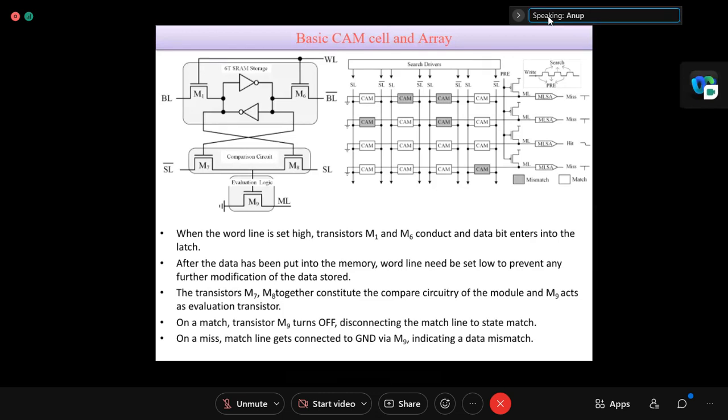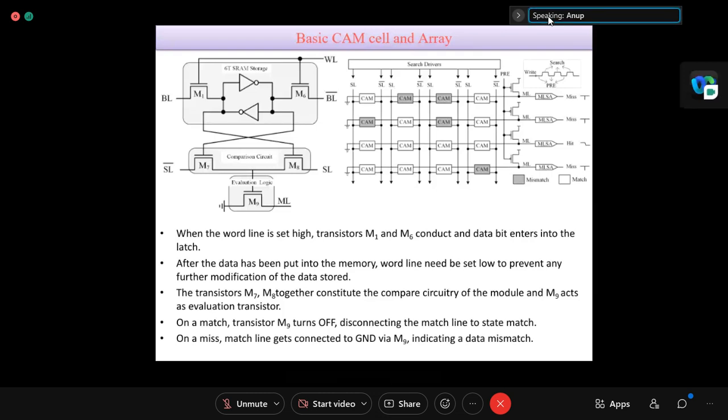So that is the comparison circuit. In the 6T SRAM cell, bit line and bit line bar are there, and on top the word line, WL. And here in the comparison circuit, you see the search line SL and SL bar. Whenever we are searching for any data, for that purpose we use the search line and search line bar. The way we define 1001, we are looking for search data.